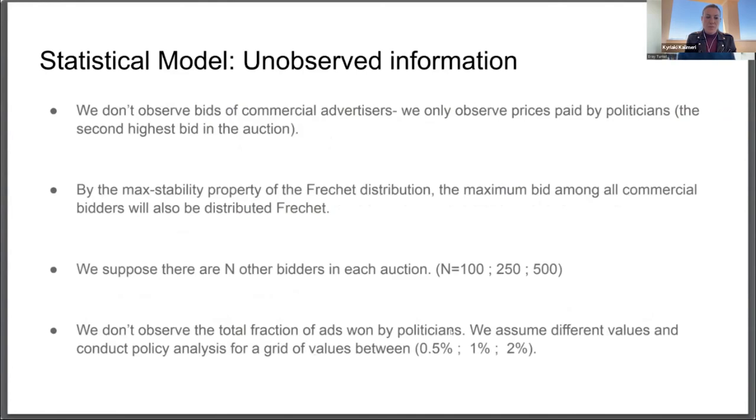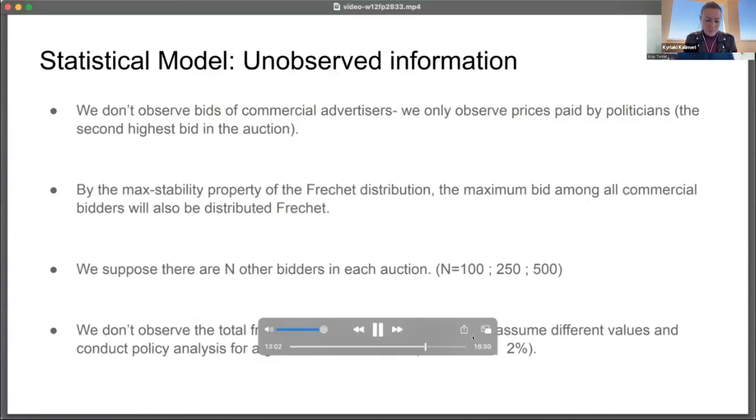What we don't observe in Twitter data, and need to make some assumptions on, are as follows. We don't observe the bids of commercial advertisers. We only observe prices paid by politicians, and the prices paid by politicians are equivalent to the second highest bid in those auctions. By the properties of the distributions that we assume, the second highest bid, or the maximum bid among all other commercial advertisers, is also going to be distributed Fréchet.